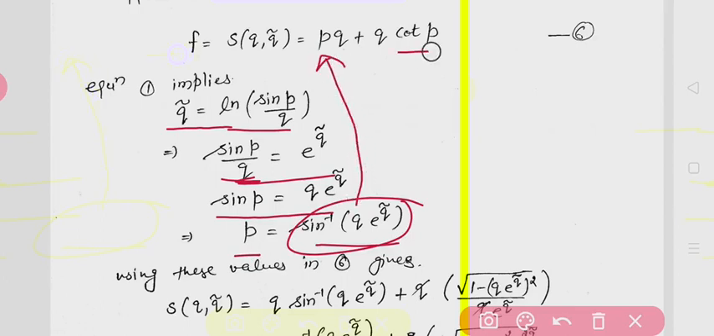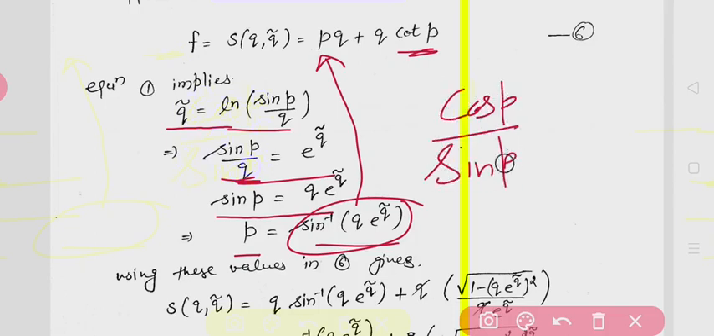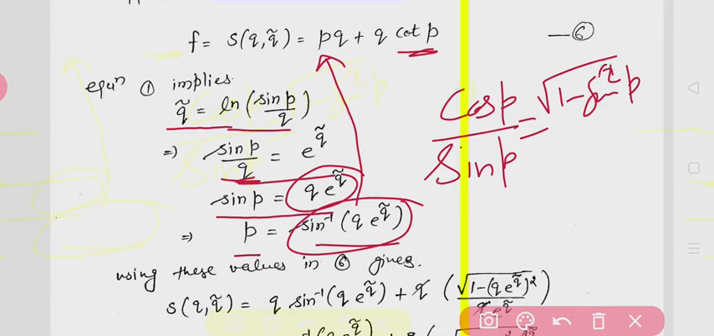Now you have to find out the value of cot P also. So what is cot P? Cot P is cos P by sin P. Right. Sin P I know. So by using the sin P you can find out cos P. Cos P will be the root of 1 minus sin square P. Alright. So I write down, this is Q into value of P. I have written over there. So Q into sin inverse of this one plus Q into cos by sin. Cos is root of 1 minus sin square and sin is this.